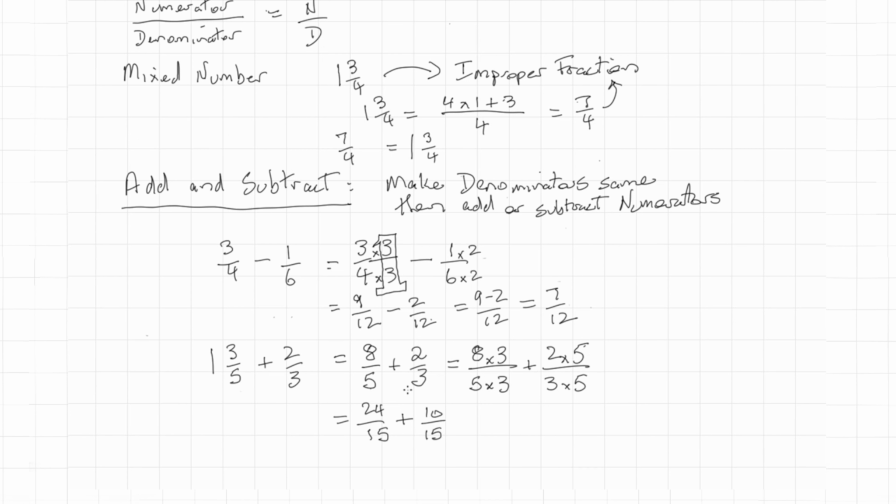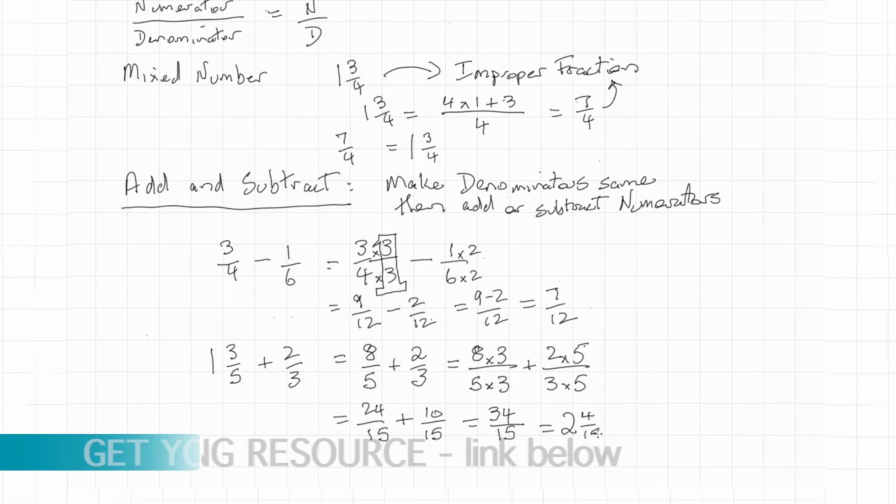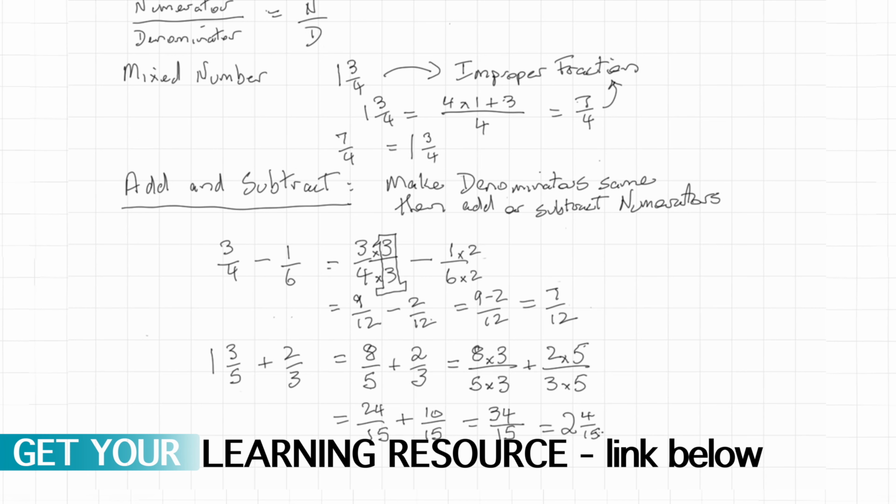We have now got the denominators the same, so we can simply add the top. So it'll be all over 15. 24 plus 10 is 34. And we should make that into a mixed number. Whenever the numerator is larger, we should give our answer as a mixed number. 15 into 34. Well, it goes twice. 2 15s are 30. And we've got 4 left over. And there is our answer. So we need to be familiar with adding and subtracting.